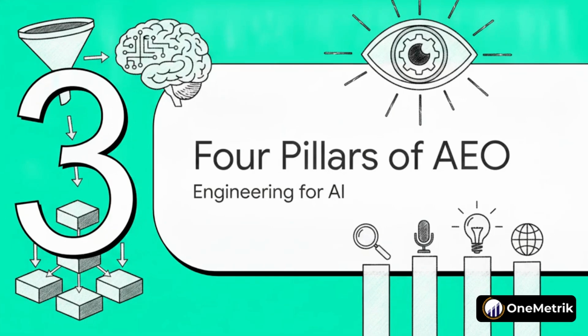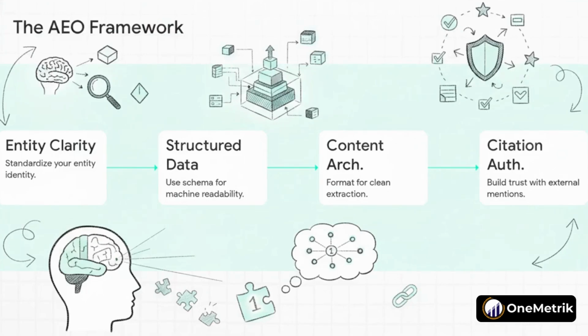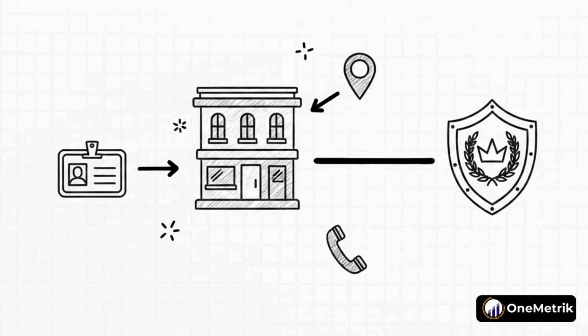Let's jump into part 3, the 4 pillars of AEO. To feed the AI machine exactly what it wants, we rely on 4 hierarchical pillars. Step 1, entity clarity. Step 2, structured data. Step 3, content architecture. And step 4, citation authority. You have to remember, large language models are essentially giant prediction engines. They need atomic, verifiable facts from across the web to comfortably trust and extract your data. If you're missing even one of these pillars, the AI will just bypass you for a source that's easier to parse.